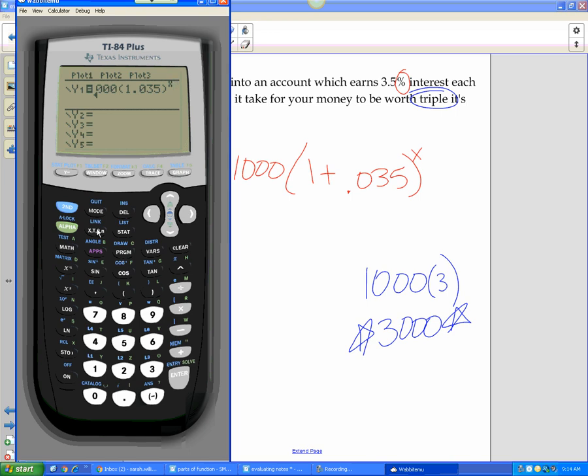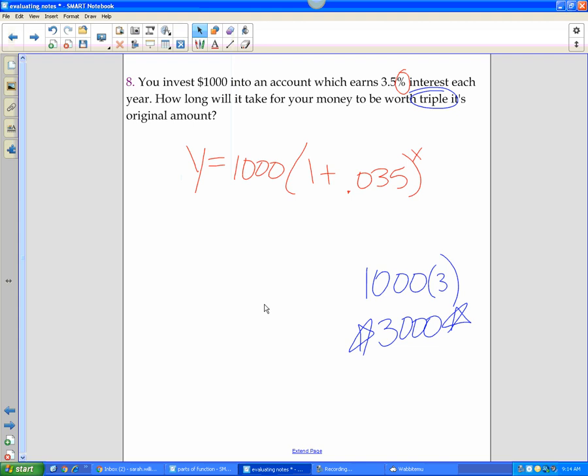power. Okay, so go to second table, and we're looking for 3,000. So it might take a while. I'm looking for 3,000 over here. And it took 32 years. 32 years to reach that.